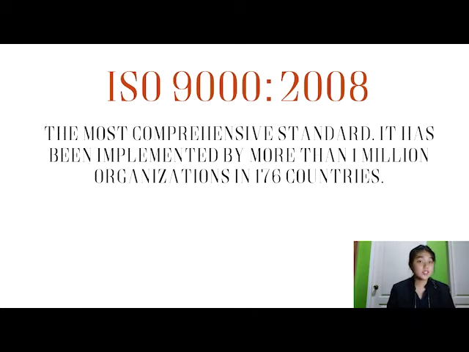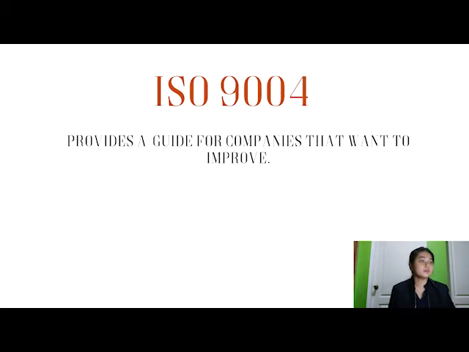Now let's move on to ISO 9000-2008, the most comprehensive standard. It has been implemented by more than 1 million organizations in 176 countries. ISO 9000-2008 is the most comprehensive standard because it provides a set of requirements for a quality management system for all organizations, both private and public. Next is ISO 9004. It provides a guide for companies that want to improve. This standard is not to be used for certifying an organization but rather serves as a guide to support the achievement of sustained success by a quality management approach.